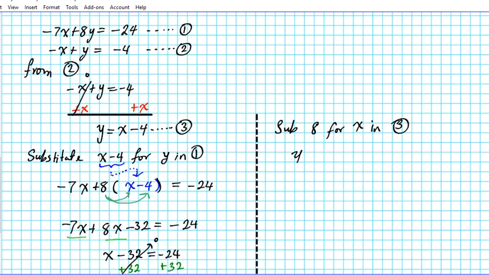So substitute 8 for x in equation 3 because it has already been solved explicitly for y. Okay, so we have y equals, instead of x minus 4, we have 8 minus 4, y equals 4. So your solution is 8, 4.